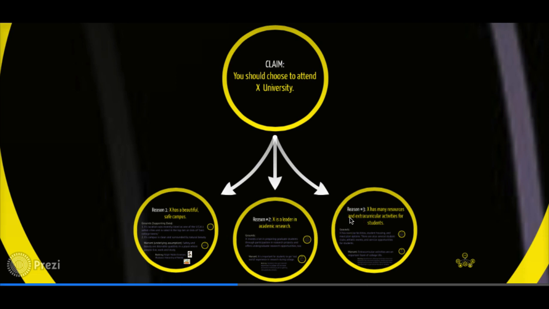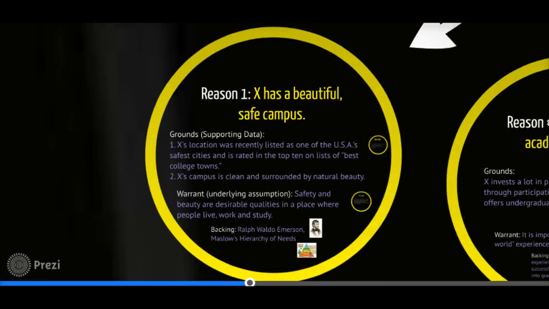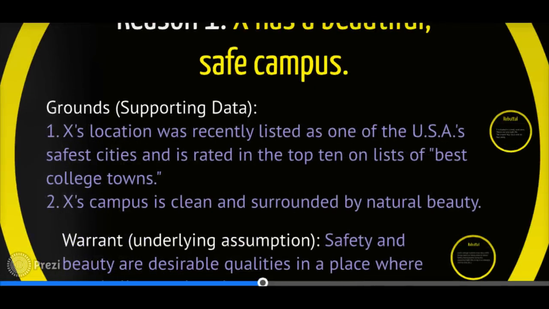So if I'm going to convince you, let's go ahead and look at those reasons in detail. First, reason 1. X has a beautiful, safe campus. My grounds to support that are that X's location was recently listed as one of the USA's safest cities and is rated in the top 10 on lists of best college towns. Also, X's campus is clean and surrounded by natural beauty.